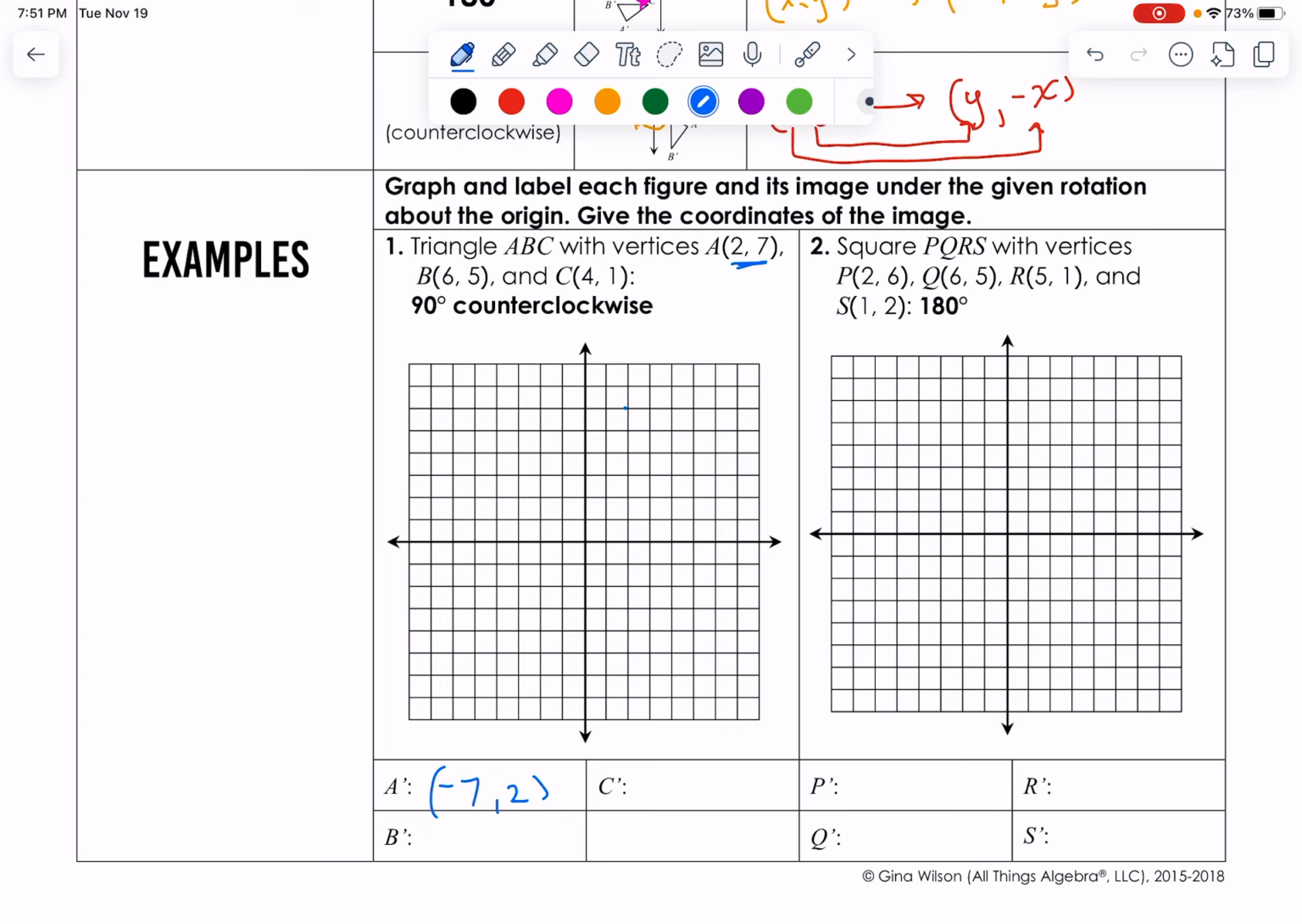Over 2, up 7, that's A. Over 6, up 5, that's B. Over 4, up 1, that's C. Okay, so there's my very badly drawn triangle.